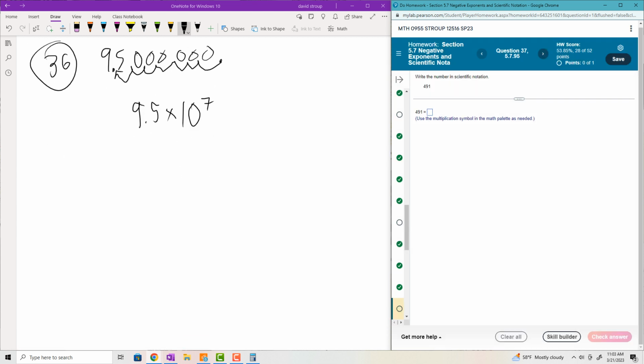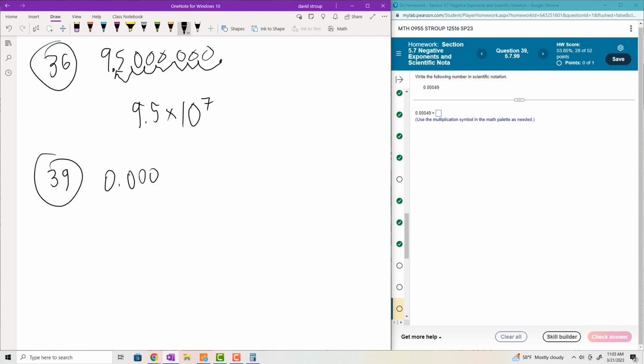Here's a silly one. It'll just be 4.91 times 10 to the 2nd. 5.501 times 10 to the 3rd. And now we're going in the opposite direction. Okay, so your exponents will be negative for these. Smaller numbers have negative exponents. So originally the decimal is right here. I want to move it in between the 4 and the 9. Okay, so I'll go 1, 2, 3, 4 places over. Put it there. So I'll have 4.9 times 10 to the negative 1, 2, 3, 4 places.